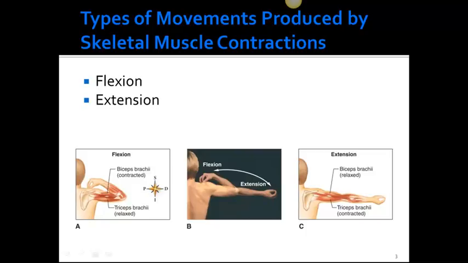So in the picture here we have flexion in A, where the biceps brachii are contracted or shortened, and the triceps brachii are relaxed, so they are lengthened. And so in B we have flexion where the hand and the lower arm is bent at the elbow towards the face, and extension where we are extending the arm out in full range, in the full angle. So in extension, the biceps brachii is relaxed or lengthened, and the triceps brachii is the one that's contracted or shortened.